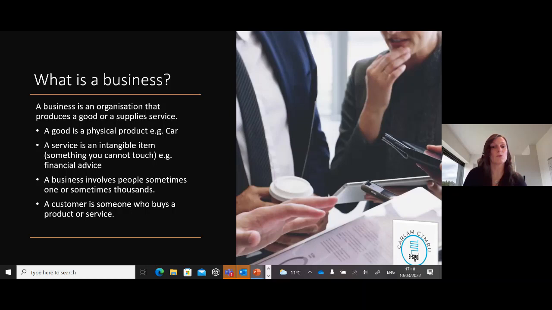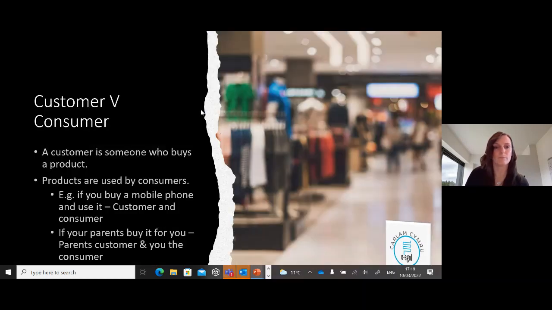Business involves people, sometimes 1 or sometimes thousands. You could be a sole trader where you've just got 1 person involved with the business, or you could be a public limited company, a global business that employs thousands and thousands of people. A customer is someone who buys a product or service. So just re-familiarise yourself with those key terms.